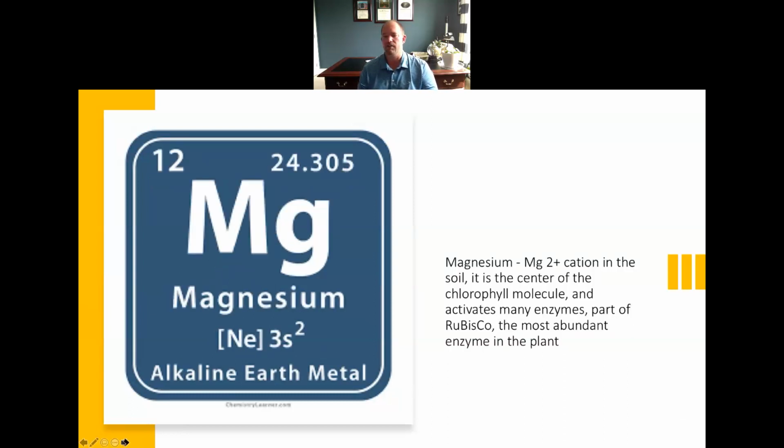Next one, as far as macronutrients, is going to be magnesium. This is going to come in the form of a magnesium cation. It has a net 2 positive charge, so like calcium, it's a 2+. Again, coming from the soil. This one does play an important role in the plant. It is the center of the chlorophyll molecule.